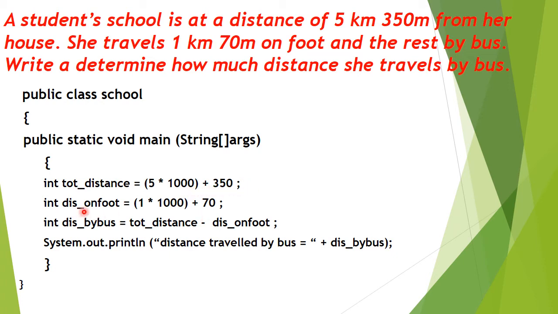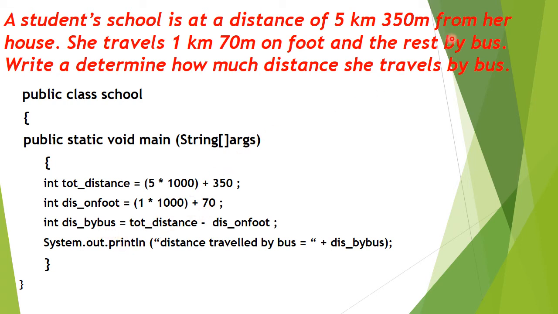Now we will calculate total distance she covered on foot. So it is given 1 kilometer 70 meter. I will multiply this 1 kilometer by 1000 to convert into meter. 1 into 1000 plus 70 meter. 70 meter already it is given. Okay, so this is the total distance she covered on foot.